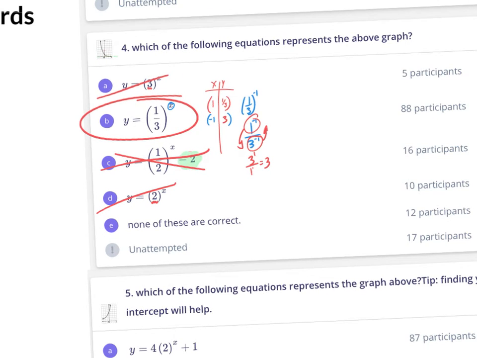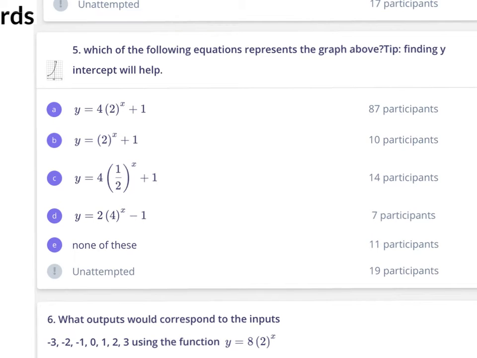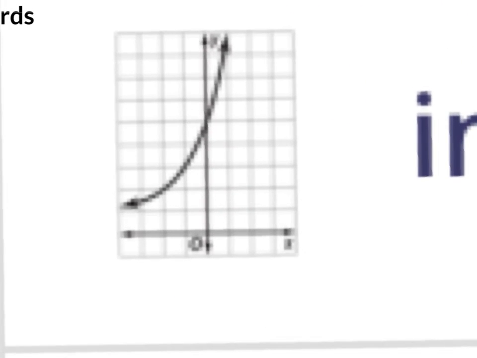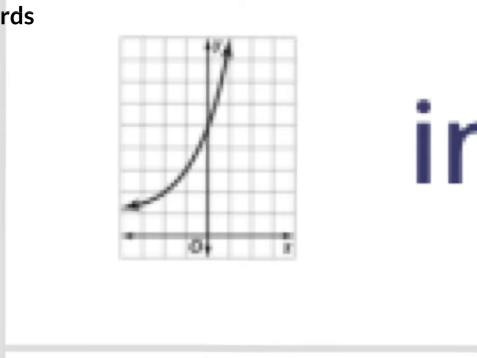Let's move on to number 5. Number 5, which of the following equations represents the graph above? Find the y-intercept. Finding the y-intercept will help. So let's first take a look at this guy. And is this a growth or a decay function?